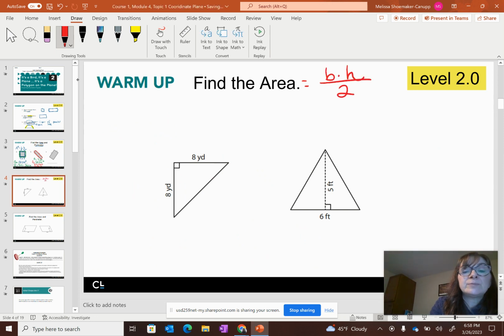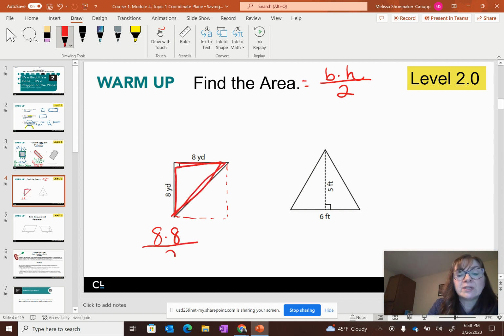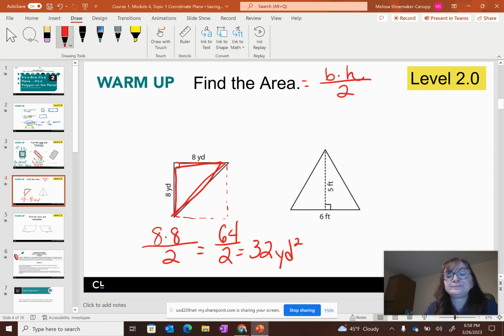And we cut it in half because each one of these, okay, long time ago I did this. I took a rectangle and I cut it in half and made 2 exactly the same size triangles. So when I multiply 8 times 8, I get the area of the square. In order to get the area of just one of those triangles, we have to cut it in half. So 8 times 8 is 64. Divided by 2 is 32 yards squared.